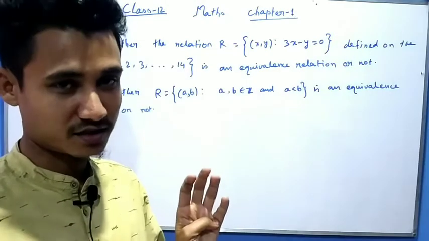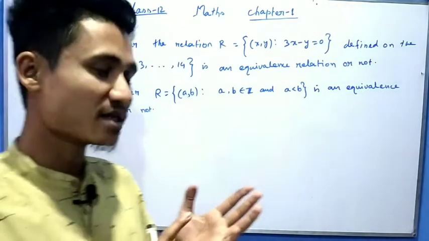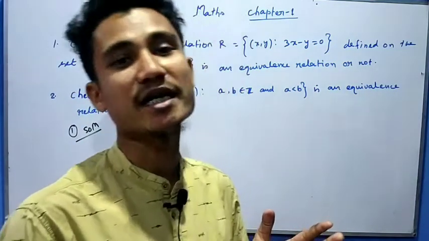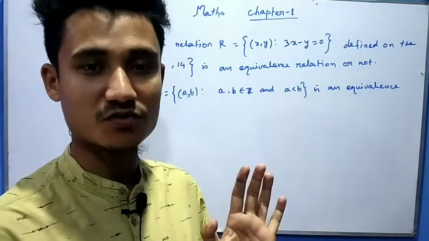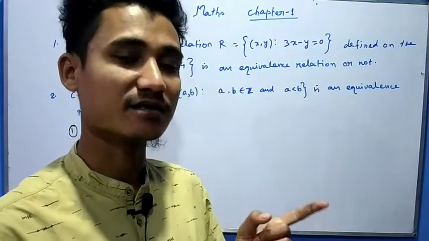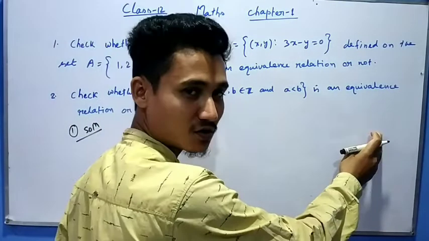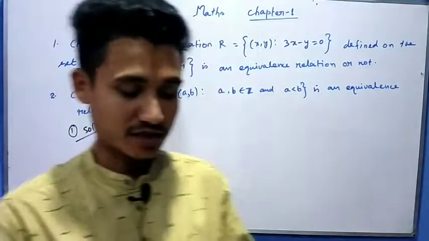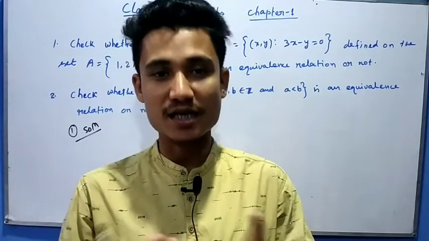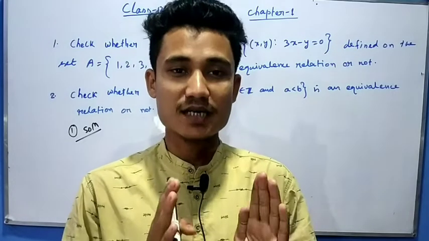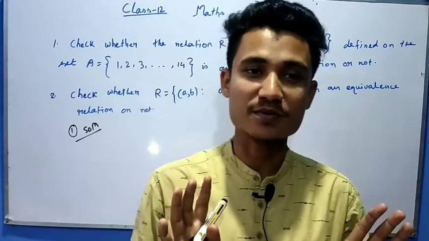We have studied equivalence relation. A relation is said to be an equivalence relation if it is reflexive, symmetric and transitive. Reflexive means (a, a) belongs to R for every a belonging to the set. Symmetric means if (a, b) belongs to R, then (b, a) belongs to R. Transitive means if (a, b) and (b, c) belong to the relation, then (a, c) must belong to the relation.